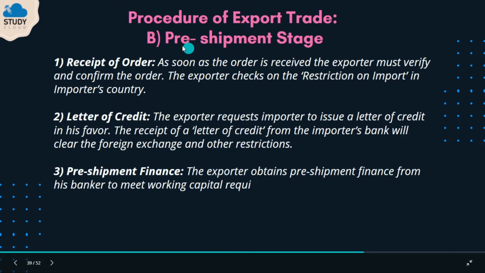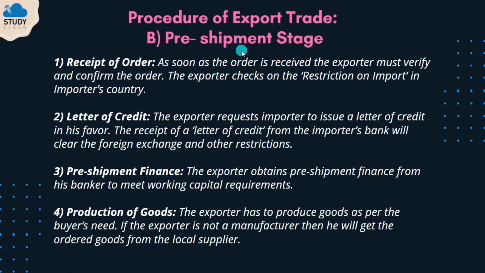Then B part is the pre-shipment stage. Here the first part is receipt of order. As soon as the order is received, the exporter must verify and confirm the order. Here the exporter needs to check the restrictions on import in the importer's country. So they have to check which goods are not allowed to be imported in that particular country, and then they can accept the order which is allowed on import.